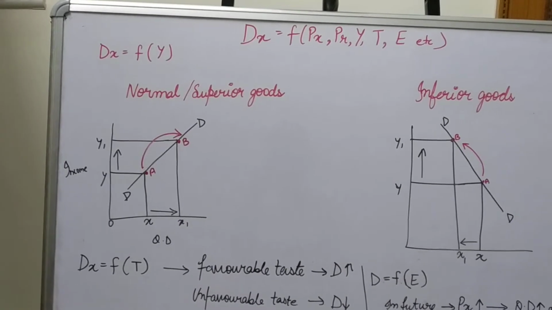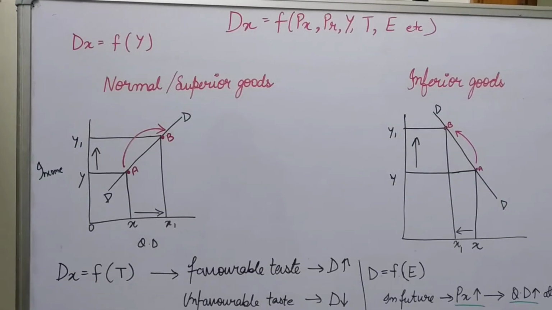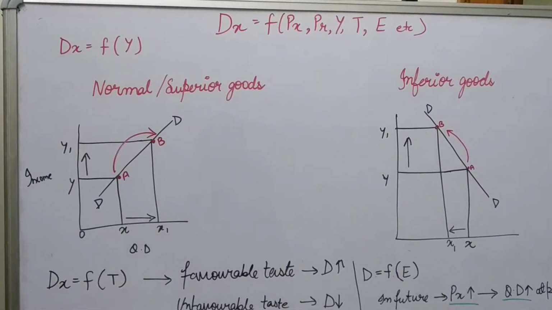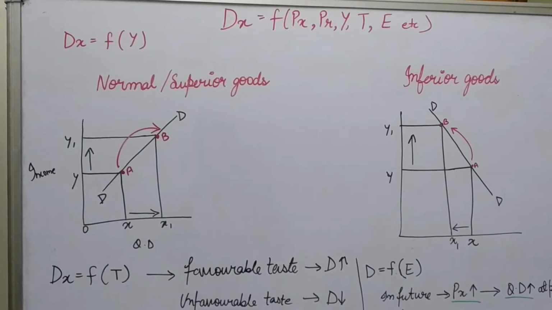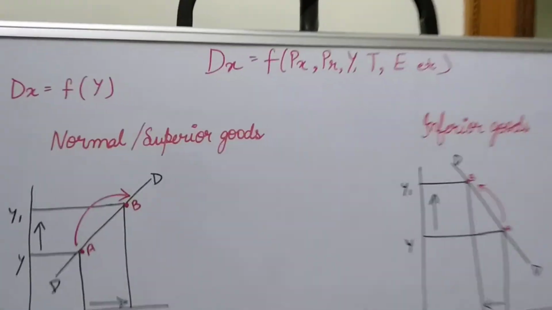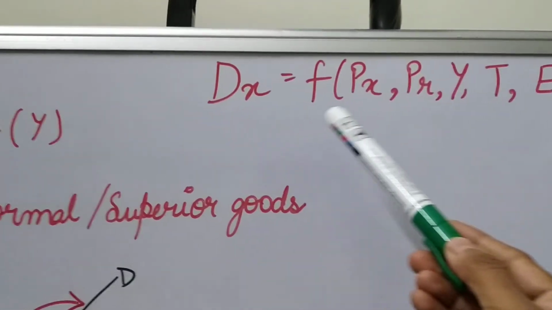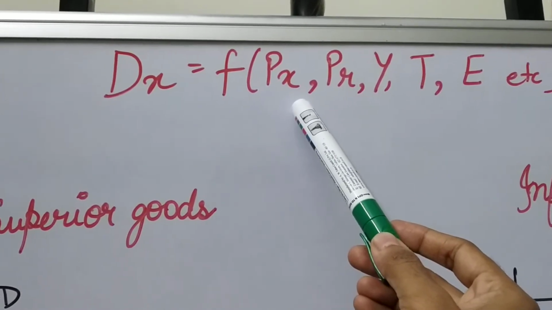After that, we discussed the individual demand schedule and its diagram, along with the market demand schedule and diagram, in that class. Now, after that, I started the functions of the demand. First of all, I discussed with you that demand is a function of the price of X commodity. This we have already discussed in the previous video.